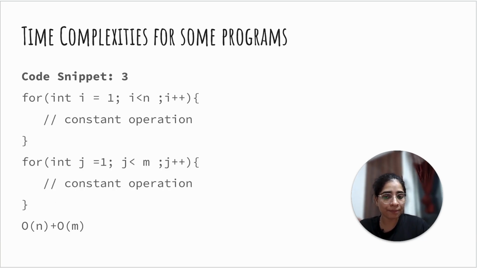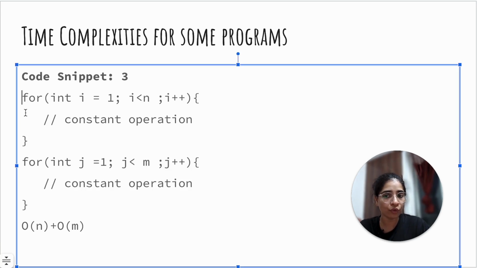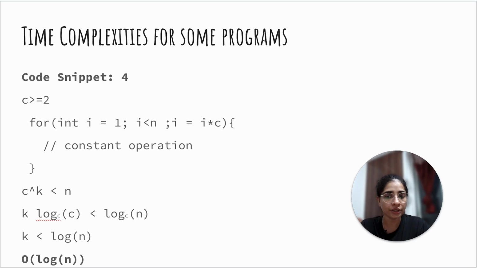Now code snippet number 3 says there are two for loops, one going from 1 to n and the second going from 1 to m. These for loops are not nested, so the point is these will not get multiplied, but added. So the complexity for this program will be order of n plus order of m, because the first loop is running n times and the second one m times. They are not inside each other, so the complexity will be order of n plus order of m. Now this is the next one where you have to tell me the complexity.